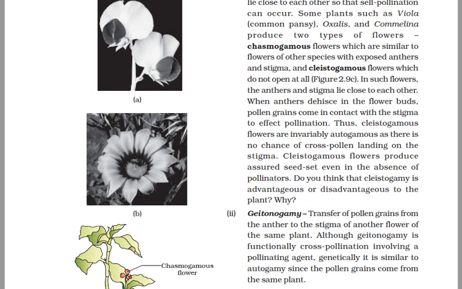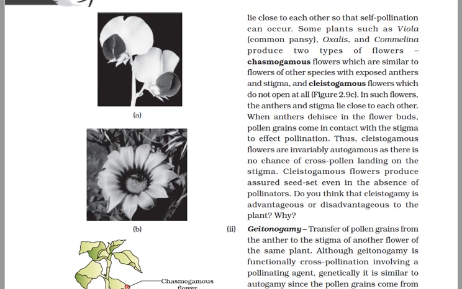Some plants produce both types of flowers. Examples: viola, commelina, oxalis, balsam. Self-pollination in bisexual flowers occurs in the bud condition only, before the opening of the flower buds. Examples: pea, wheat, rice, etc.